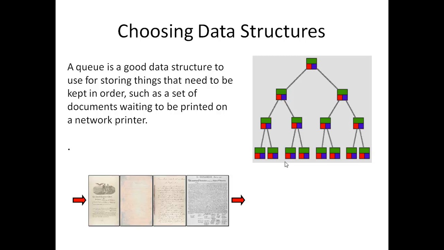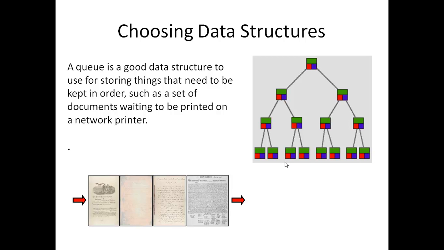Now, a queue is a good data structure to use for storing things that need to be kept in order, such as a set of documents waiting to be printed on a network printer. If a number of systems are connected to a network and there is only one printer for all systems, then a queue will be maintained for the different files or documents to be printed by the same printer, as shown in the figure.